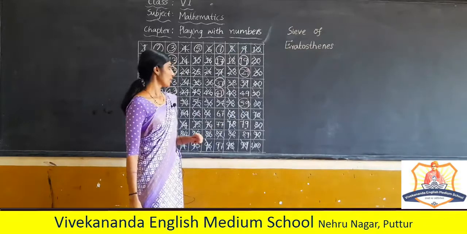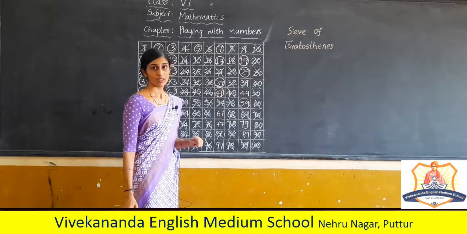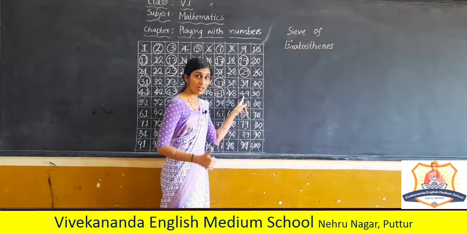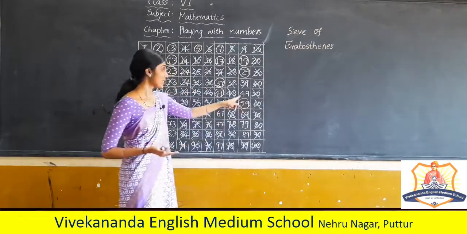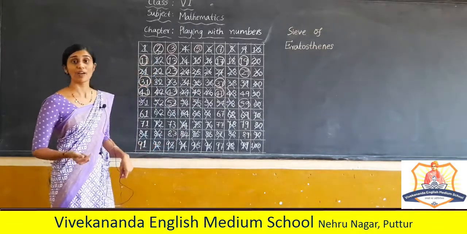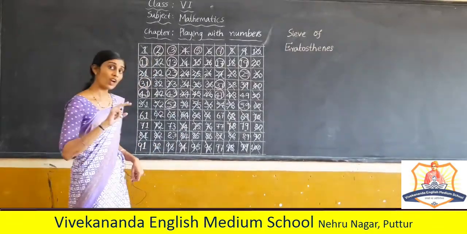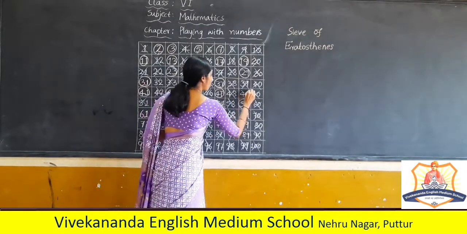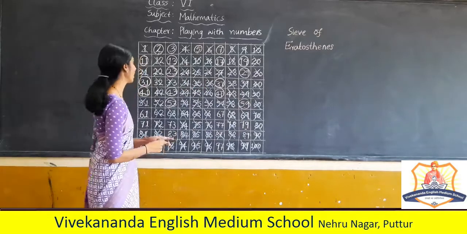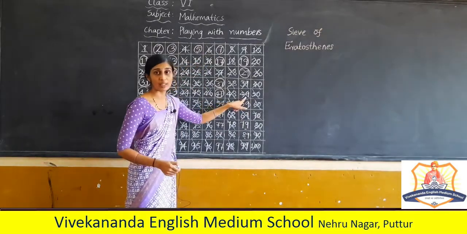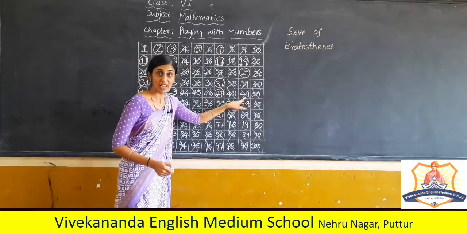Which are the factors of 49? 1 and the number itself. Along with that, 7 sevens are 49. So along with 1 and the number itself, it has got one more factor, right? So it is the multiple of 7. 49 is the multiple of 7. Hence it is cross marked.